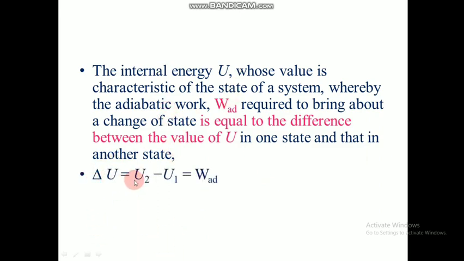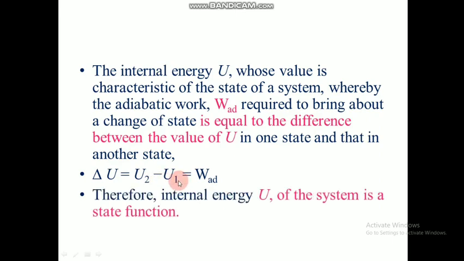So delta U is equal to U2 minus U1. This equation we have seen, which is equal to the work done on the adiabatic system. This is what we explained here. So the change in internal energy is equal to the adiabatic work which we have done. There is no change in the internal energy change for the work which we have done. Therefore, we can tell internal energy of a system is a state function. It does not depend upon the path which we used. It is independent of the path.